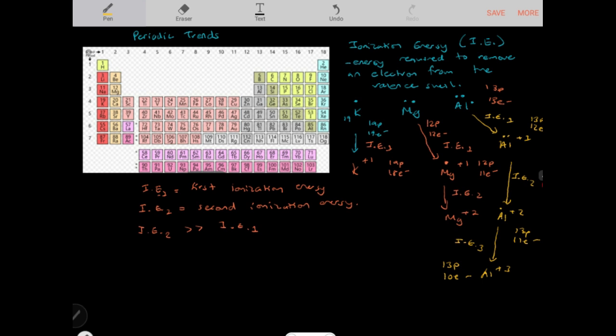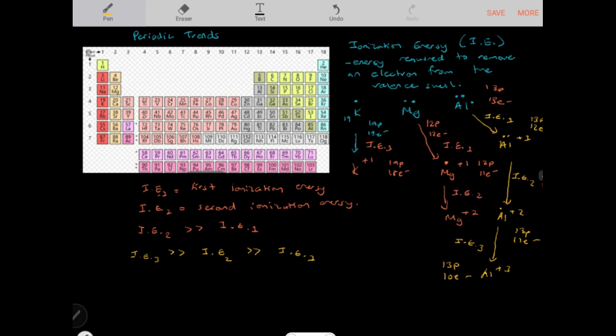And similar to magnesium, our third ionization energy is significantly greater than our second ionization energy, which is significantly greater than our first ionization energy. And we want to ask ourselves, okay, why is the second ionization energy so much bigger than the first ionization energy? Why is the third ionization energy so much bigger than the second ionization energy?